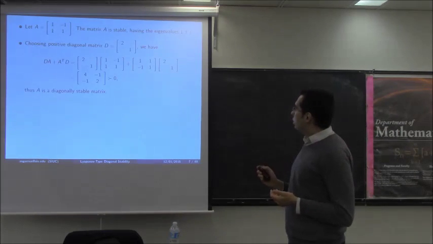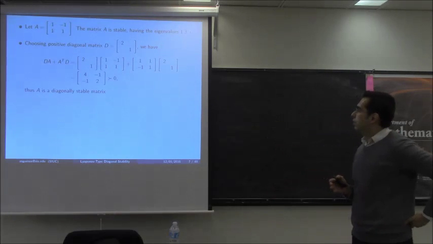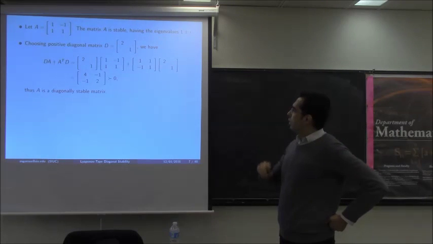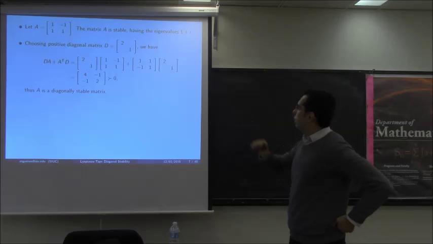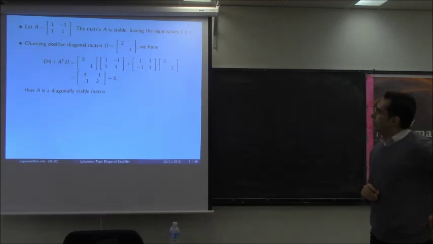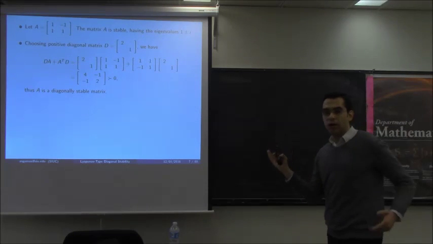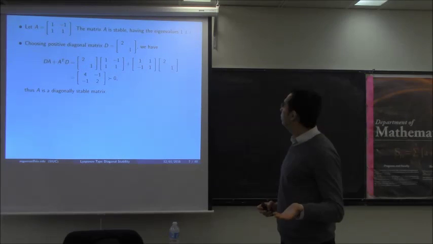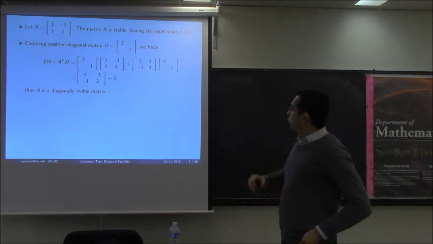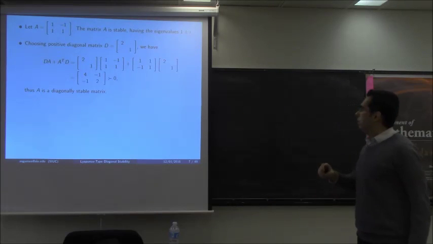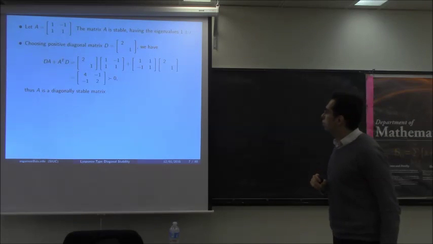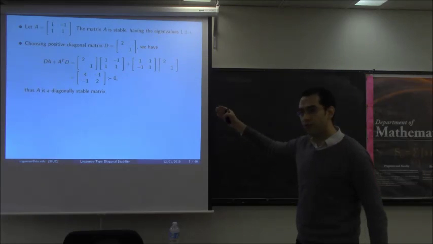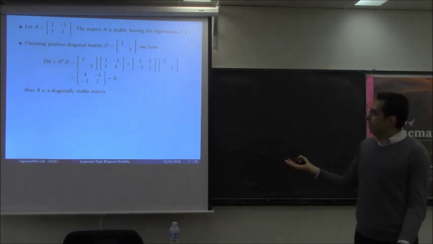Now, let me give an example about the diagonal stability of a matrix. It's a simple example. Let A be a 2 by 2 matrix, and A is stable because its eigenvalues, 1 plus and minus, have positive real part. And choosing a positive diagonal matrix D, let's say the entries are 2 and 1, we get DA plus A transpose D is a positive definite matrix here. Then A is a diagonal stable one.